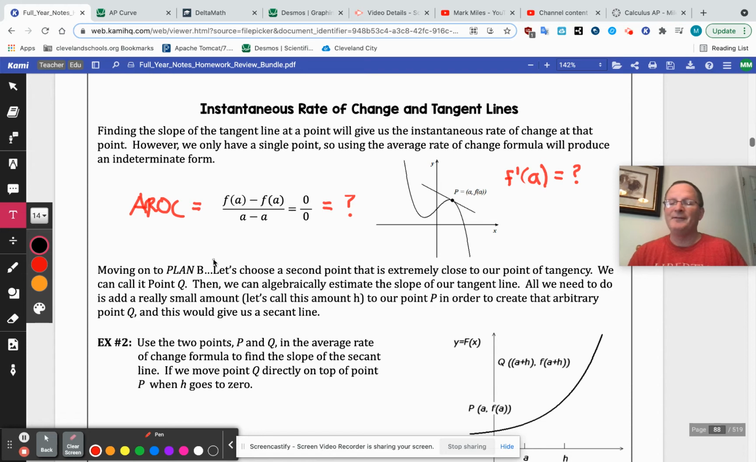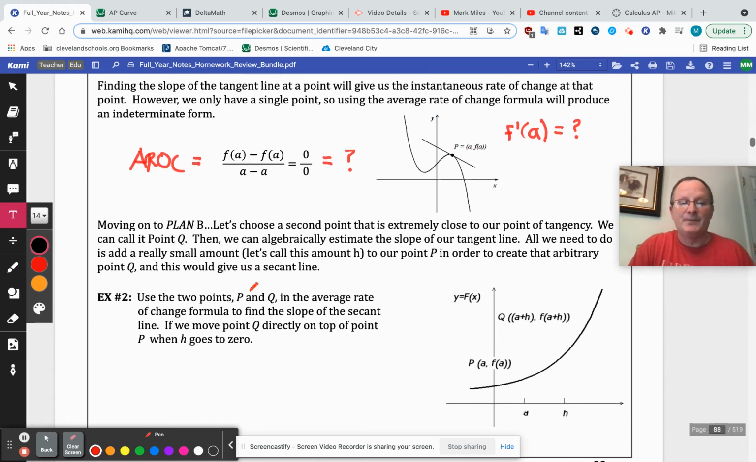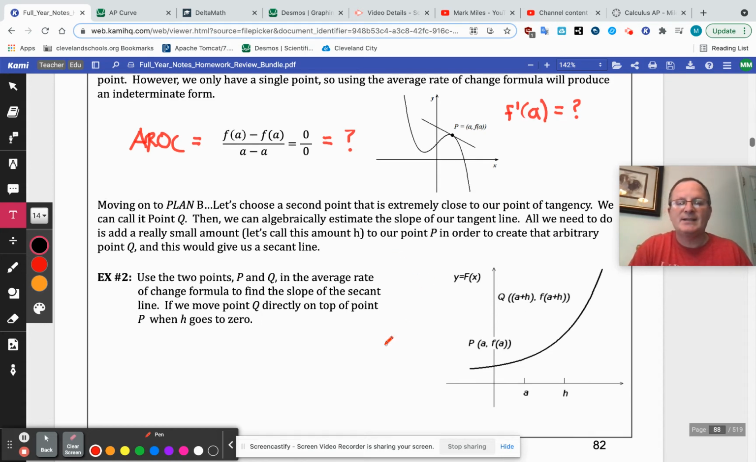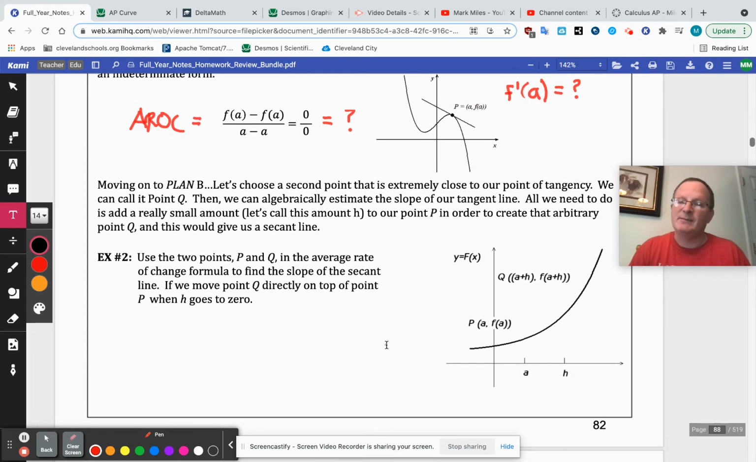I love what she says: moving to plan B. Choose a second point that is extremely close to our point of tangency. We can call it Q. Then we can algebraically estimate the slope of our tangent line. All we have to do is add a really small amount, call it H, to our point in order to create an arbitrary point Q. And it would give us a secant line.